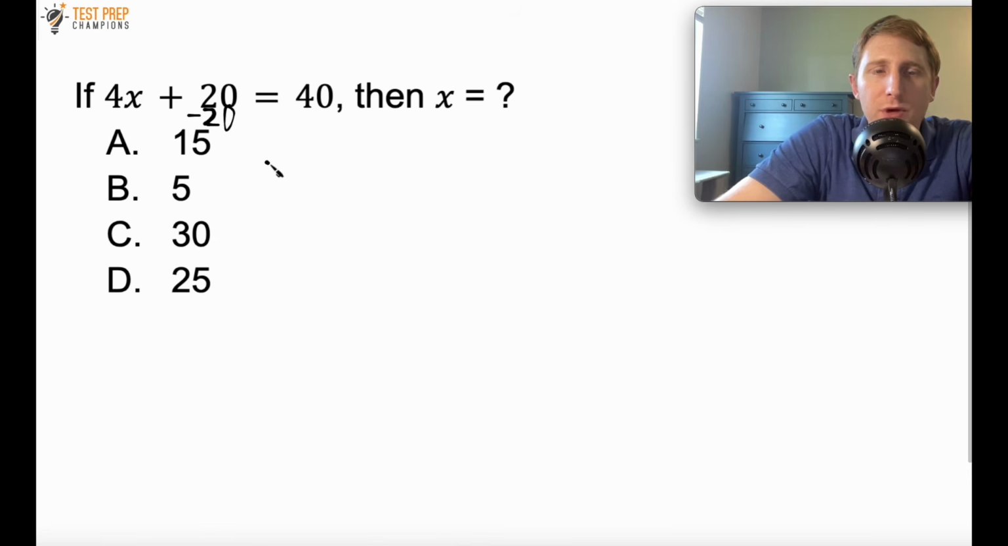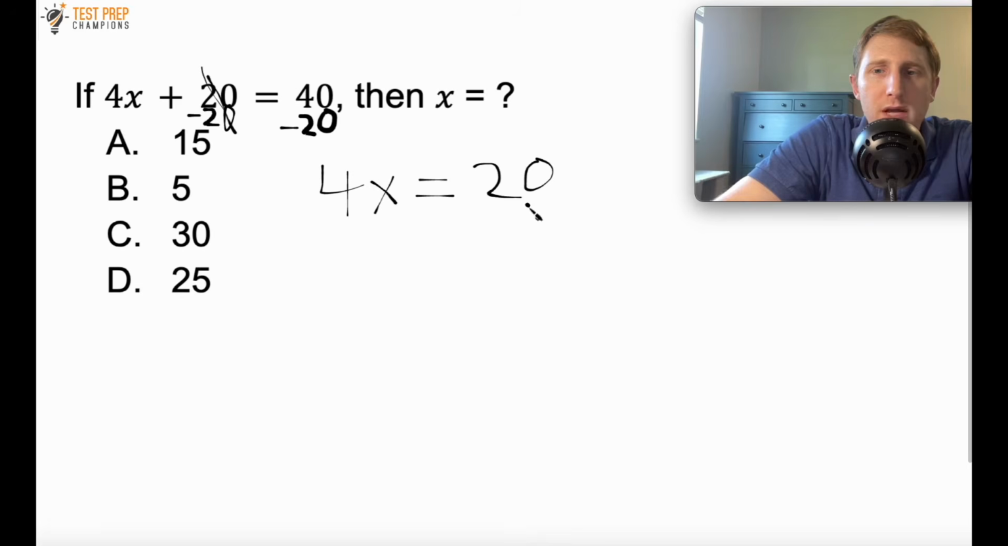How do I do that? Well, I see that there's a plus sign in front of the 20, so I want to subtract. So if I subtract 20 over here on the left-hand side of my equation, the 20s are going to cancel out. But whatever I do to one side, I also have to do to the other side. So I have to subtract 20 over here. So I'm going to bring my 4x along for the ride, and I now have 4x equals 20.